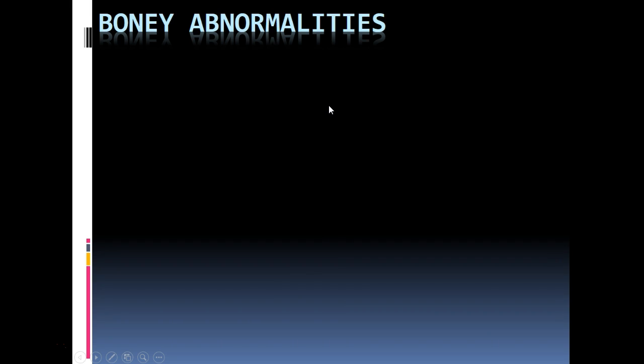Okay, I think this is our last section, the section on bony abnormalities. These are just as important as bony fractures or dislocations or any other thing that can occur to the joint or the body.